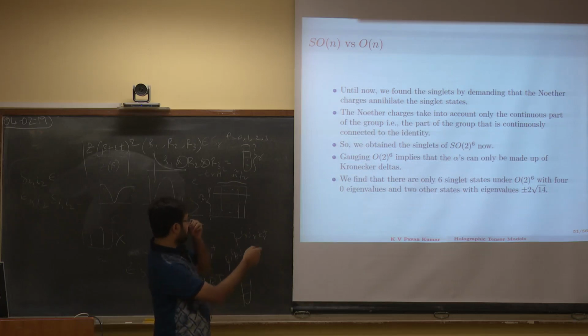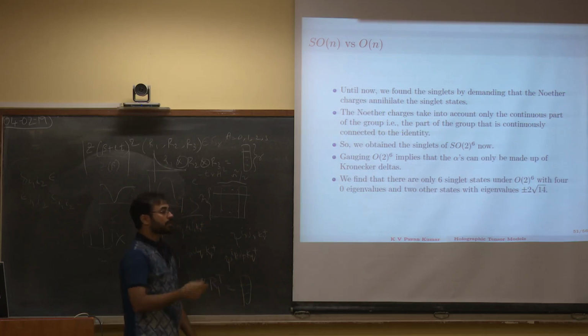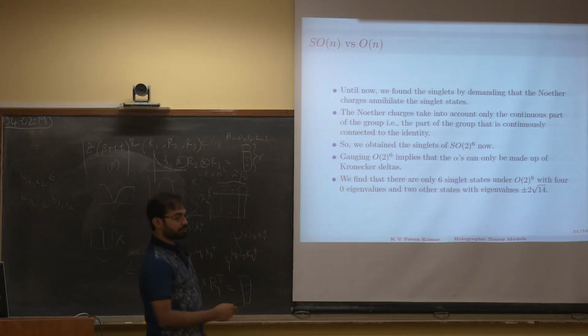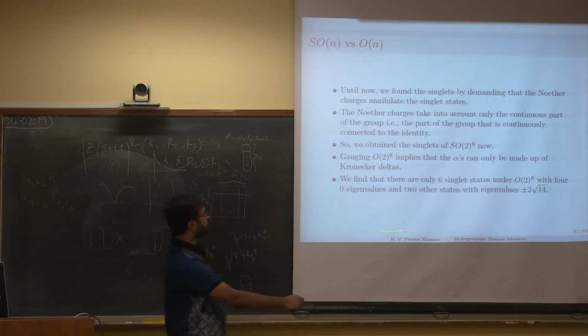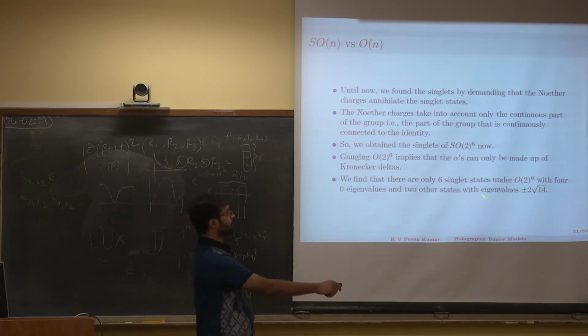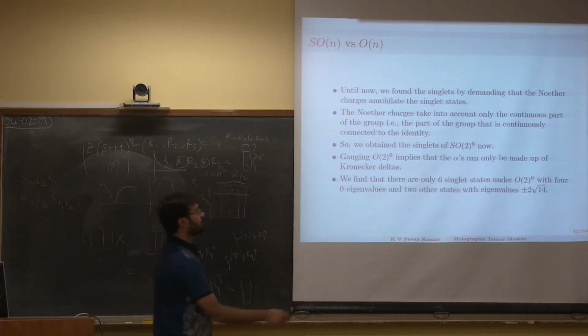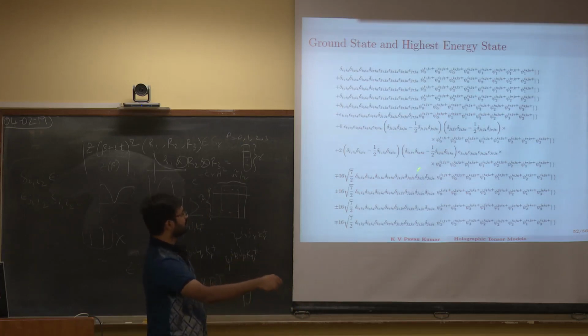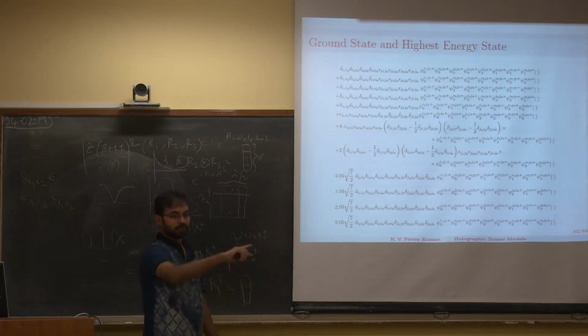Also, one more thing is that until now we found all the singlets by demanding that Noether charges annihilate the singlet states, but Noether charges only take care of the continuous part of the group. So until now what we have found is the SO(2)^6 singlets, not the O(2)^6 singlets. If we instead gauge by O(2)^6, the number of singlet states reduces to 6. And the spectrum is simple. There are only four zero eigenvalues, and the other 2 eigenvalues are given by this. These are the lowest and highest energy eigenstates. For clarity, this is the ground state for us, and this plus or minus corresponds to plus or minus 2 root 14.